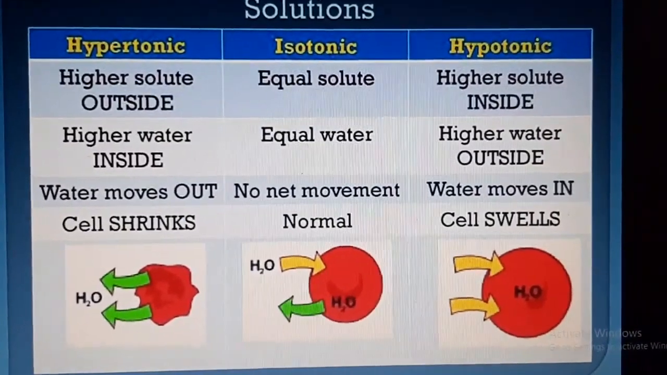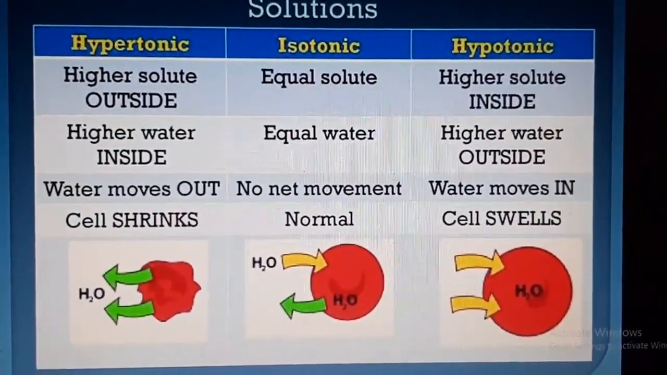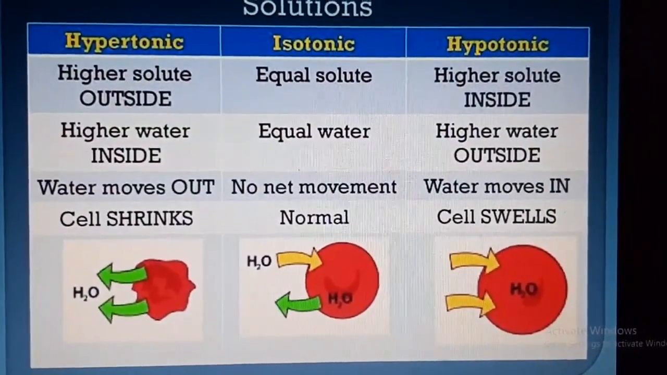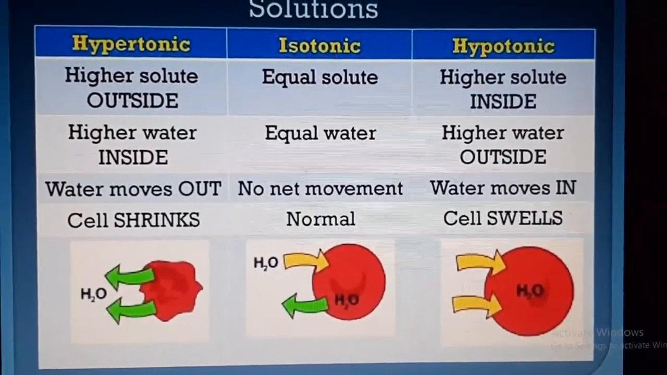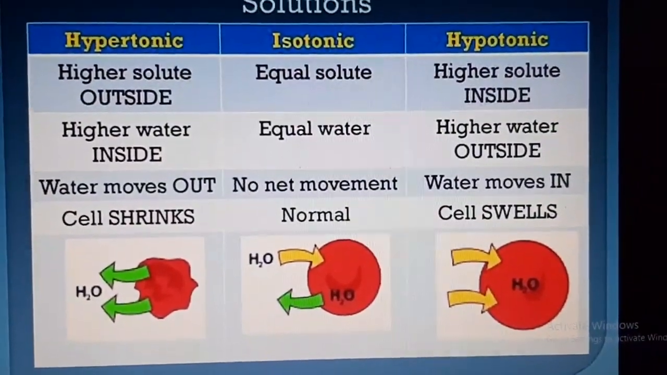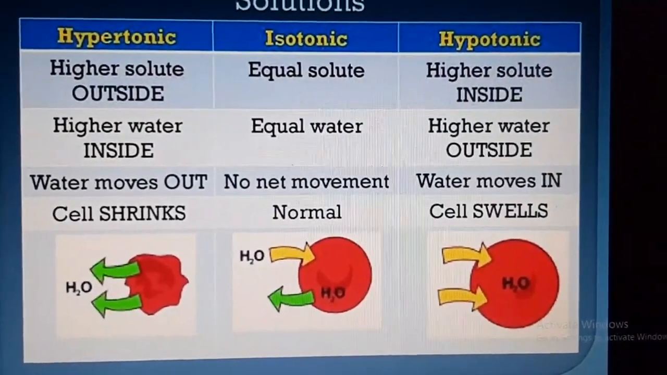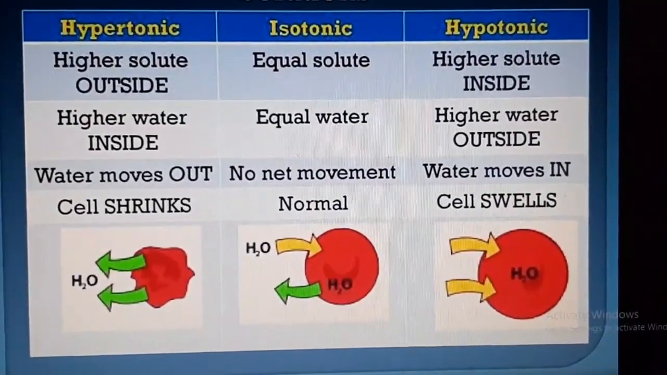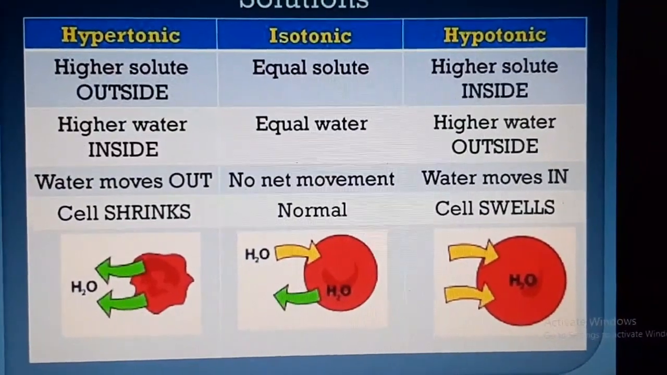So the cell will shrink. And what about the solute? If there is high concentration of water inside, it means there is low concentration of solute inside and high concentration of solute outside. It will be better if you consider only one thing, either solute or solvent. Here I have considered only solvent. If you take only one case, the other case will automatically be opposite.